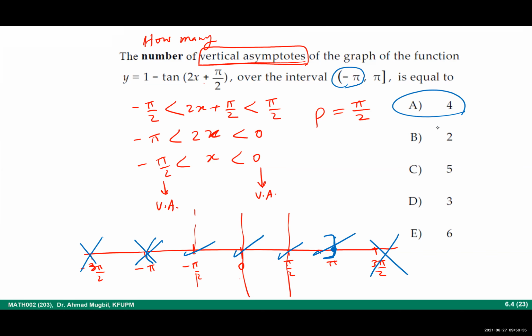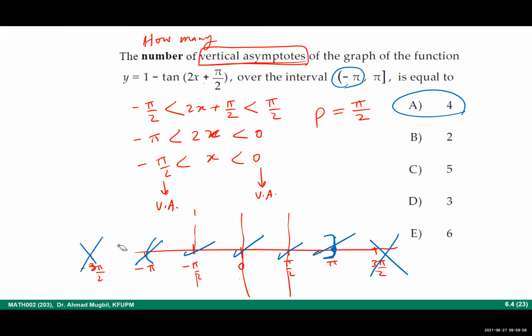Okay? Let me end the polling and share with you the results so far. So good. Six students chose A, 2 chose B, 2 chose C, 4 chose D. Now, what is not good about this method, ya shabab, is that you may miss some vertical asymptotes. You may forget them. So be careful about this.